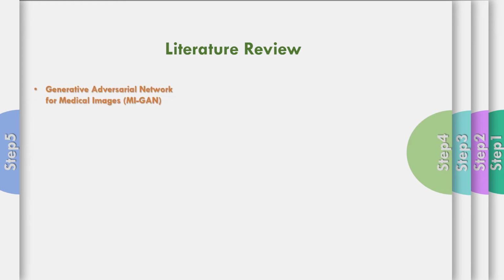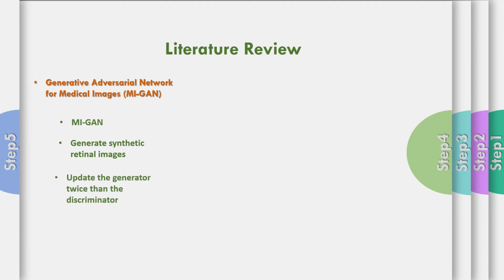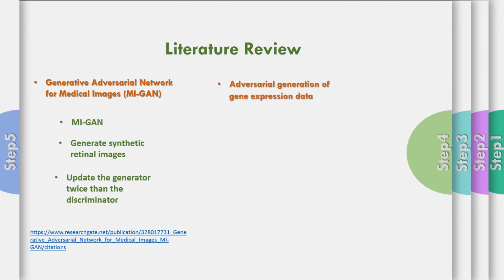The first paper, Generative Adversarial Network for Medical Images (MIGAN). In this paper, the authors introduced a new Generative Adversarial Network for Medical Imaging (MIGAN) framework for generating synthetic retinal vessel images and their segmented masks from only tens of examples. In their proposed technique, they update the generator twice then the discriminator to get quicker convergence to reduce the overall training time. The second paper, Adversarial Generation of Gene Expression Data.